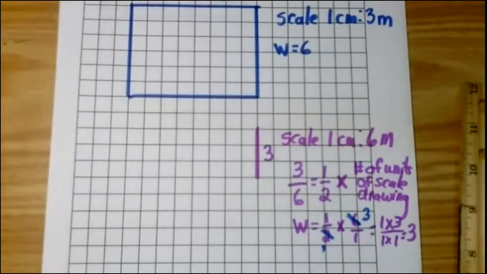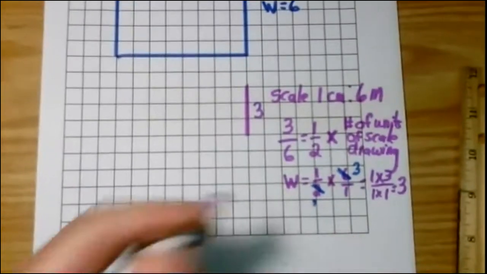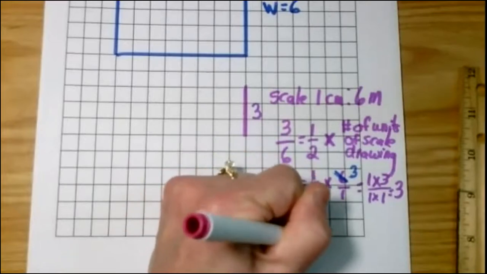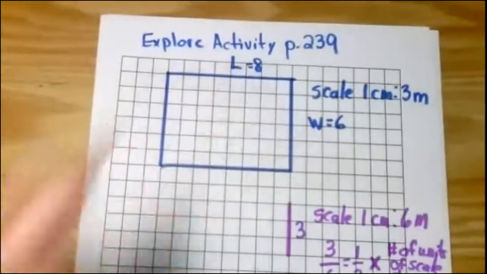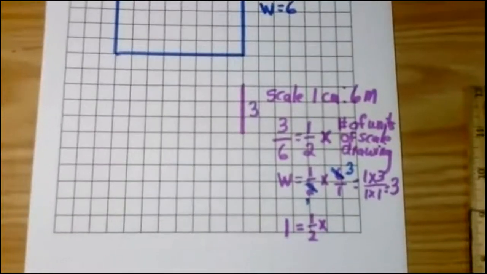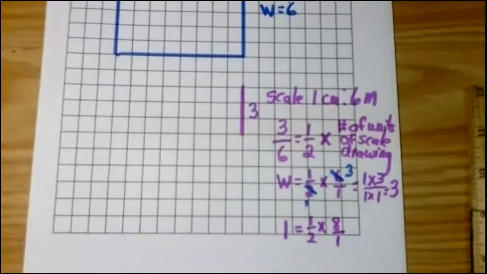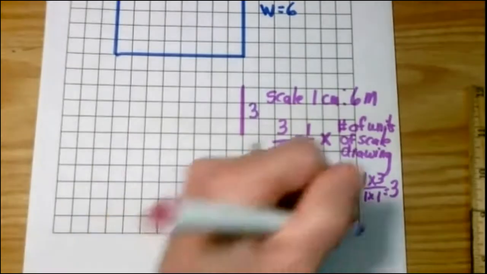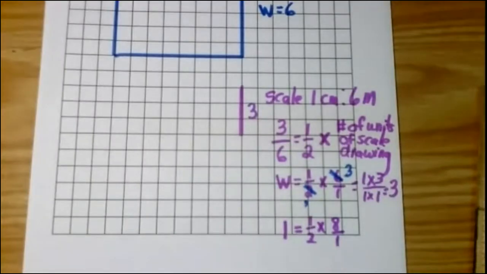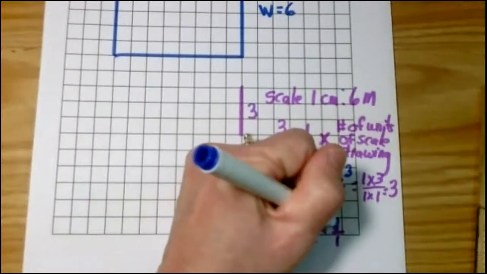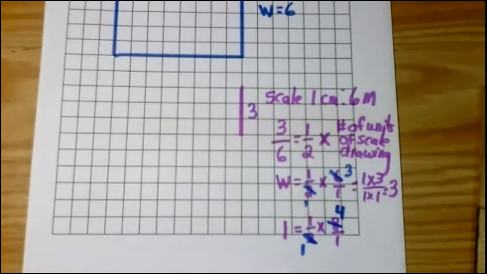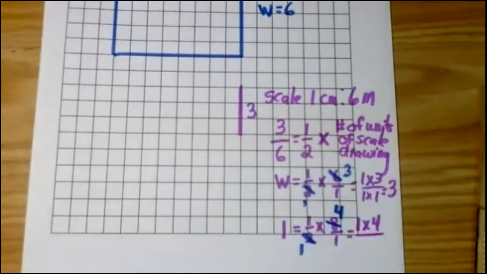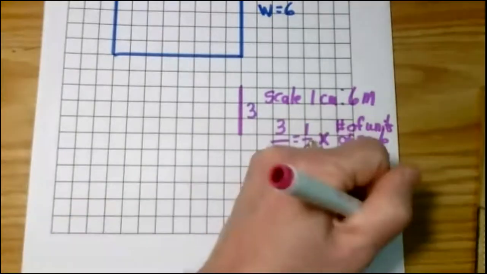Now we have to figure out the length. So length is equal to 1/2 times, what's the current number of length units? 8. So we're going to multiply by 8 over 1. So it's really taking half of 8, basically. 2 goes into 8 4 times. Oops, gave you the answer. 2 goes into itself once. And now I end up with 1 times 4 on top, 1 times 1 on the bottom. And if I multiply that out, I end up with 4 units.